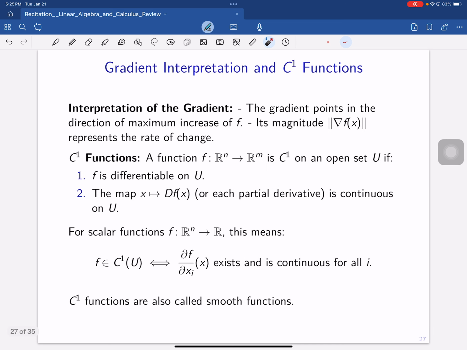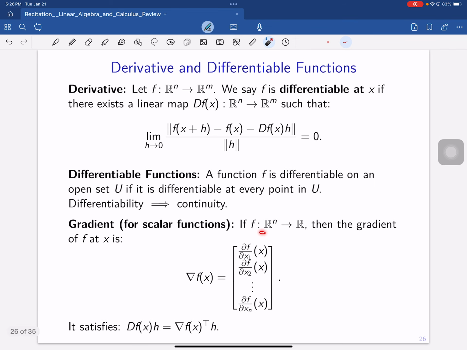Shouldn't your gradient be n-dimensional? Huh? So your gradient of the function is n-dimensional. Yeah, it's an n-dimensional vector. So it should map from Rn to Rn. Oh yeah, sorry. So the function is Rn to R, and then the gradient is Rn to Rn. Yeah, you are right.